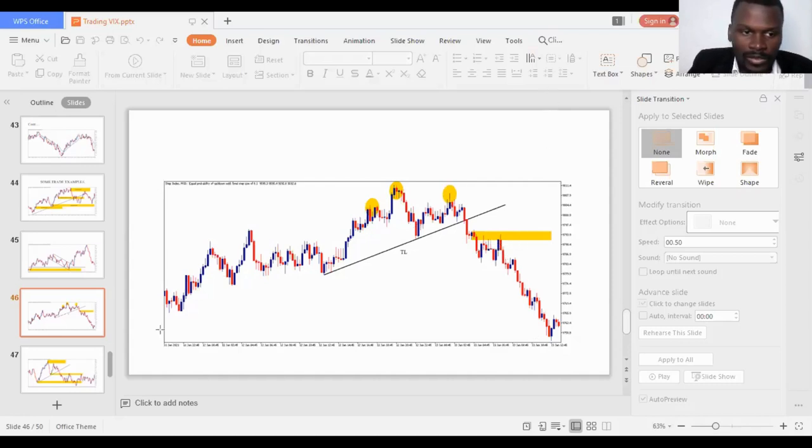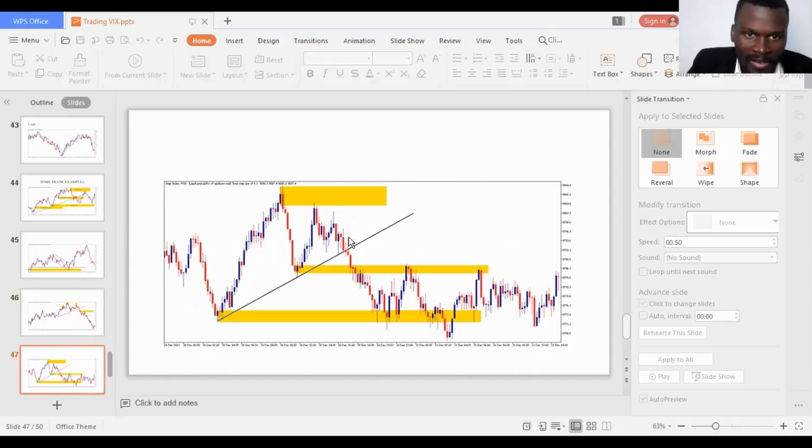So, very important things to note. Then let's see, you can see here there's another trend line. Like I showed you, you only need 2 points to connect. You can see here, here, then what happened next?